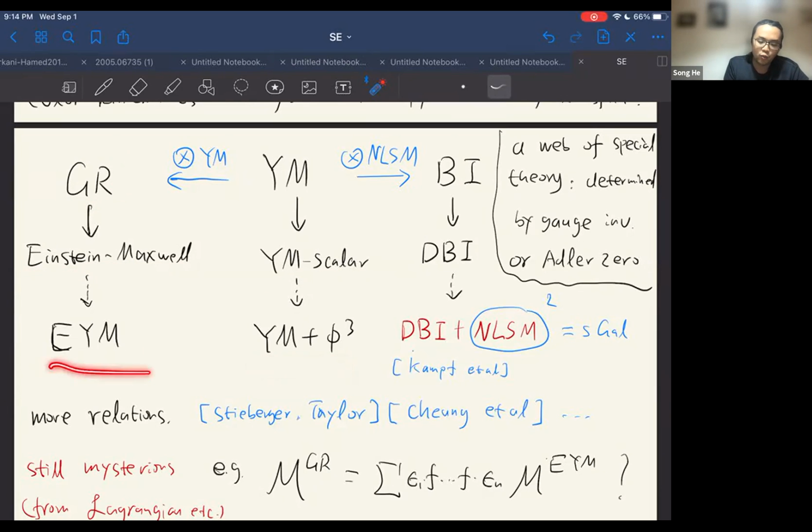Okay, so in this world you can have many theories which are actually determined by gauge invariance. So this is some very special theory, including general relativity and Yang-Mills and their couplings. And here you also have this effective field theory world where you have Born-Infeld, and dimensional reduction gives you DBI, and if you turn on some further interaction, you get the coupling of DBI with the nonlinear sigma model. So every theory here can be obtained by double copy of the column here with the nonlinear sigma model for the massless pions.